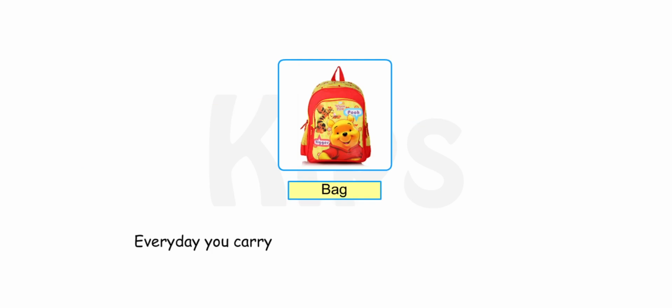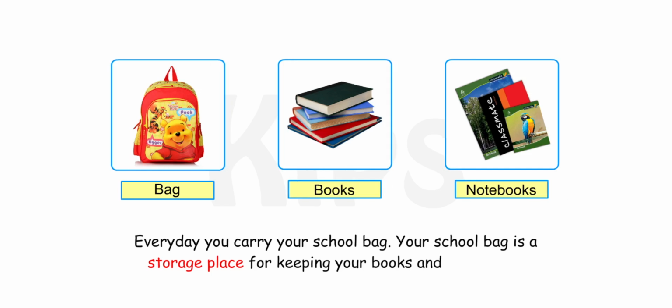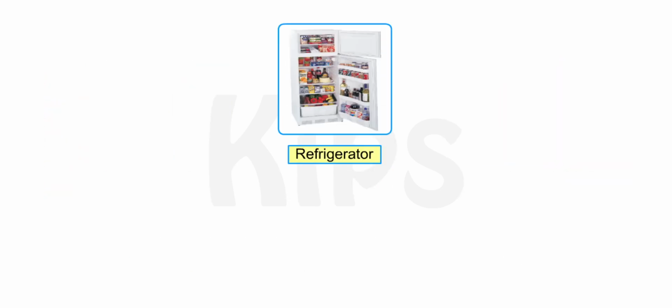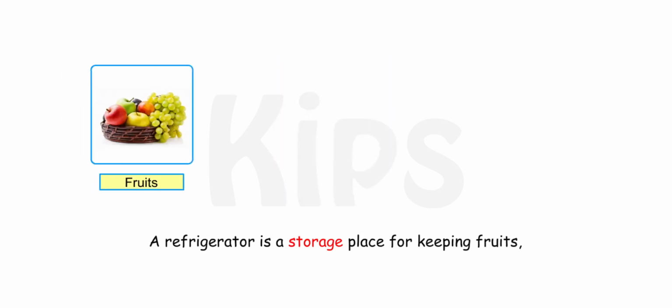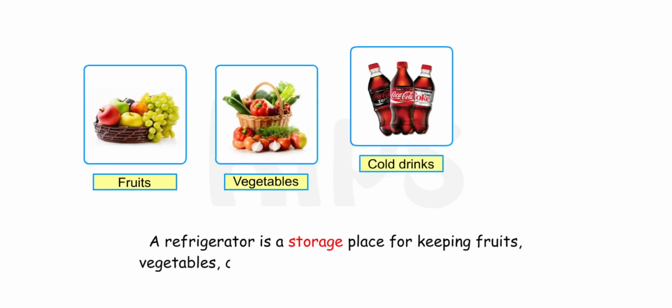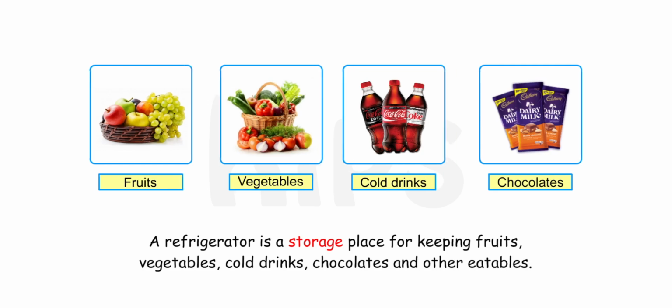Every day you carry your school bag. Your school bag is a storage place for keeping your books and notebooks. A refrigerator is a storage place for keeping fruits, vegetables, cold drinks, chocolates and other eatables.